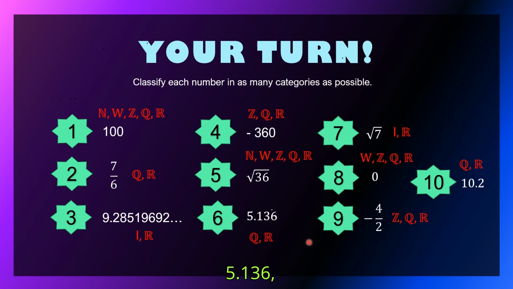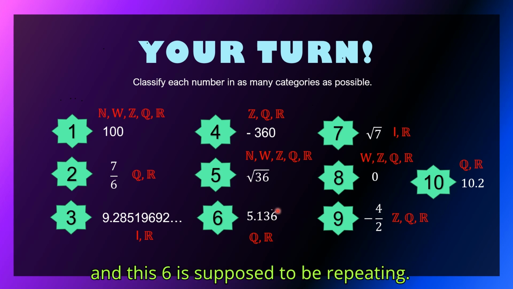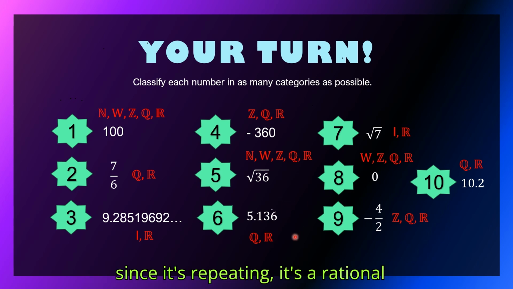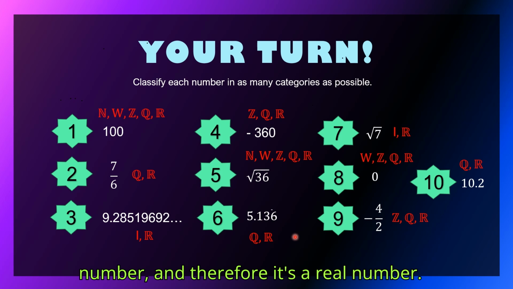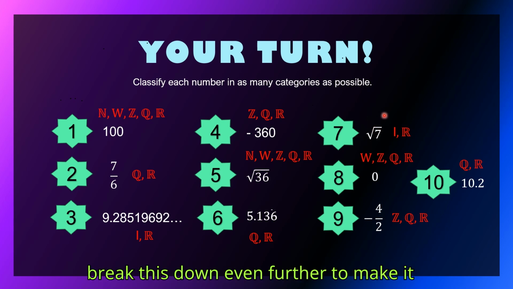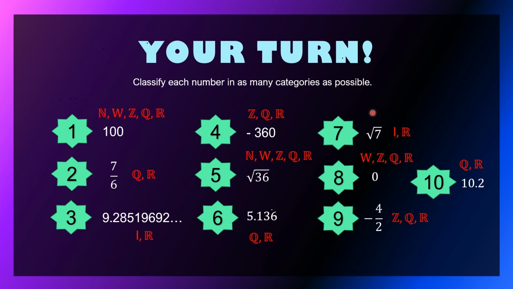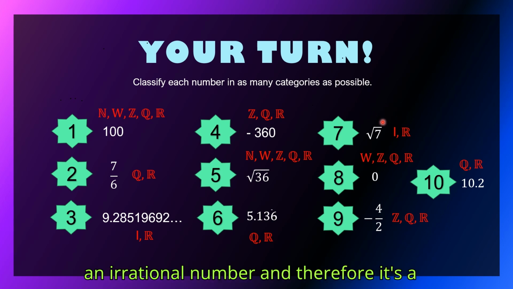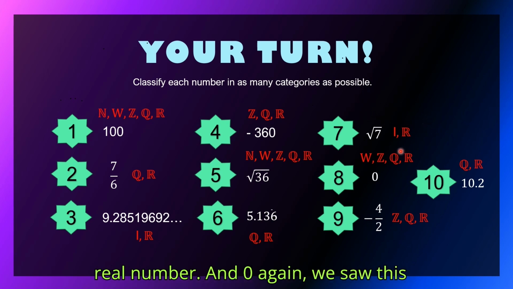We have 5.136, and this 6 is supposed to be repeating. There's supposed to be a bar up here. So since it's repeating, it's a rational number, and therefore it's a real number. Square root of 7, you cannot break this down even further to make it a rational number nor an integer. So it's an irrational number, and therefore it's a real number.